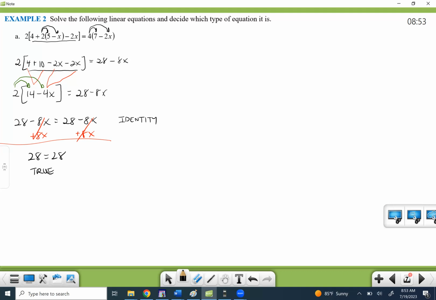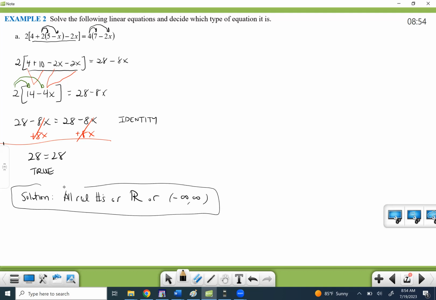Now remember, don't write identity. That's not the answer. They want the solutions. When you say identity, that's the type of equation that it is. Okay, so what's the solution? Well, all real numbers, right? All real numbers, or the bolded R, or negative infinity to infinity. This all depends on the textbook you're working with, you know, what you got on your online homework program, whatever. Now, make sure you understand the difference, okay?